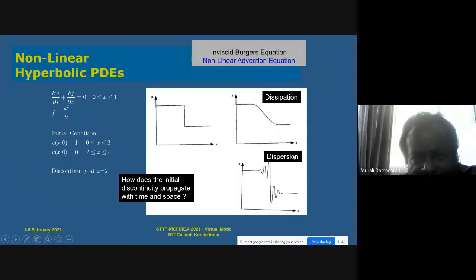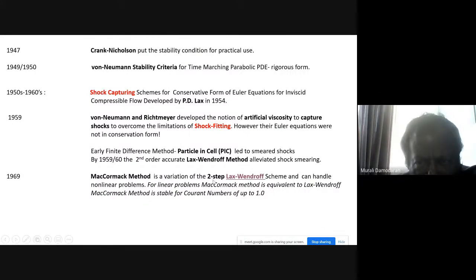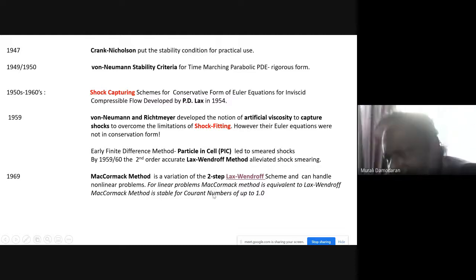So this is the question. When it propagates, if there's too much dissipation, it will become like this, so that the shock strength is not estimated correctly. And if there are spatial terms, it can also lead to dispersion, oscillations, post and pre shocks. So that is some notion of this.